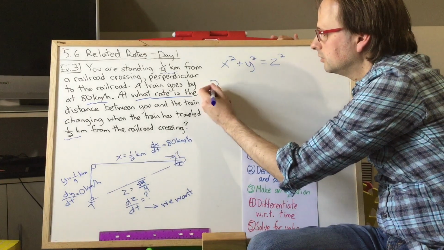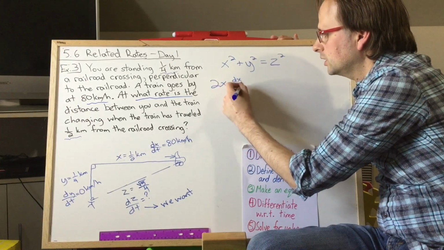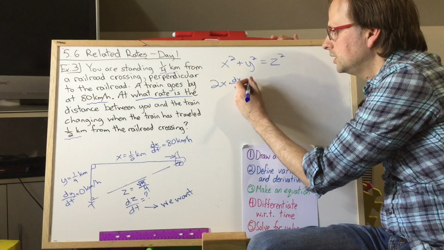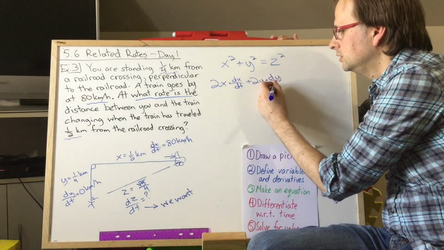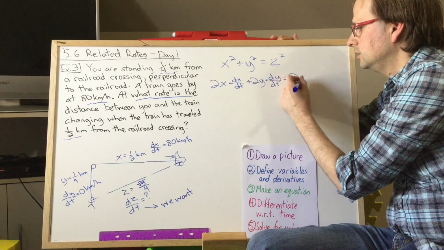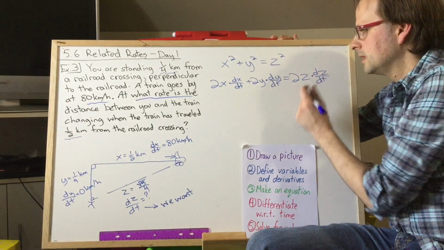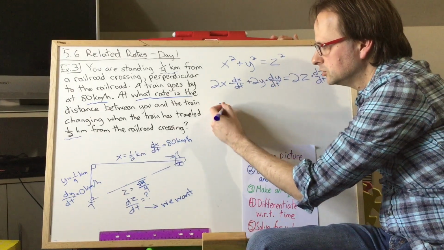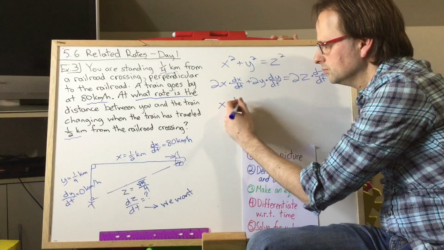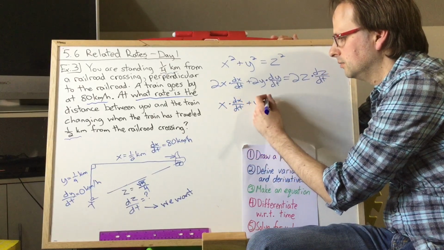So let's do that. Differentiate with respect to time is going to give us 2x times dx by dt, 2y times dy by dt, and 2z times dz by dt. I don't like these pesky 2's, so I'm going to divide both sides of the equation by 2. It doesn't affect your answer, though. You can leave them in there.